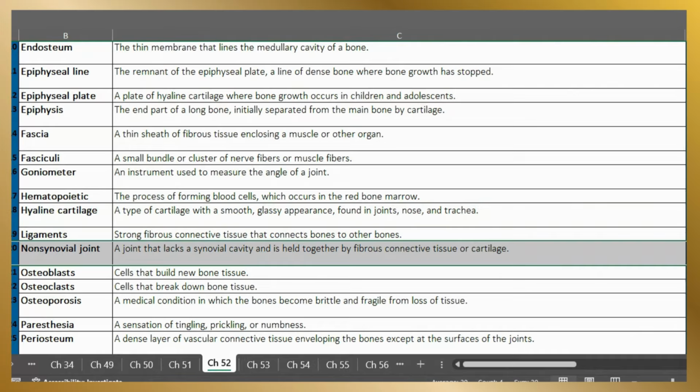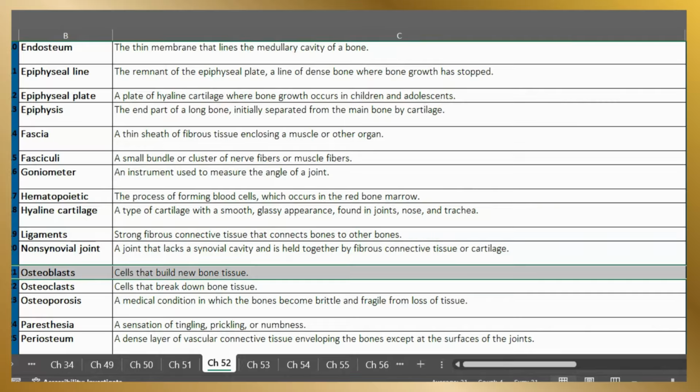Non-synovial joint, it's a joint that lacks a synovial cavity and is held together by fibrous connective tissue or cartilage. So it's a joint without the fluid-filled capsule. Non is like no synovial fluid.